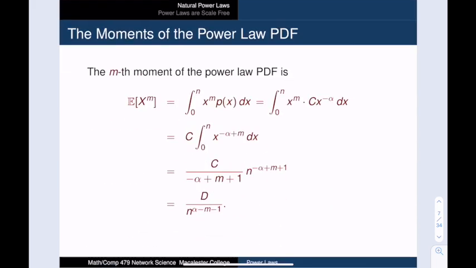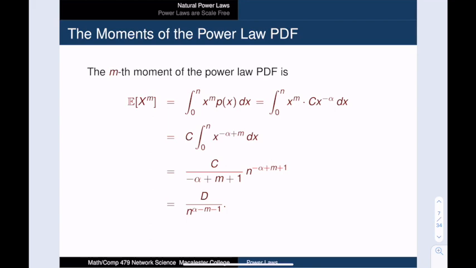You'll recall from our discussion of probability that the moments of a distribution tell us about the shape of that distribution. In particular, the first and second moments of a distribution tell us about the average value and about the spread of that distribution. Here is the general formula for the mth moment of a continuous distribution that takes on values between 0 and n. To get the mth moment, we integrate x to the m along the probability density function p.